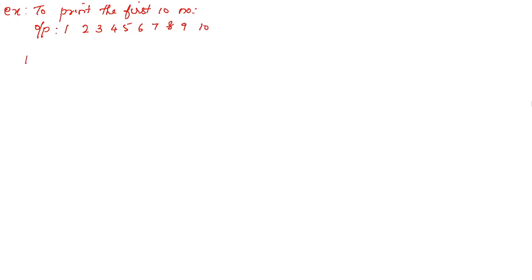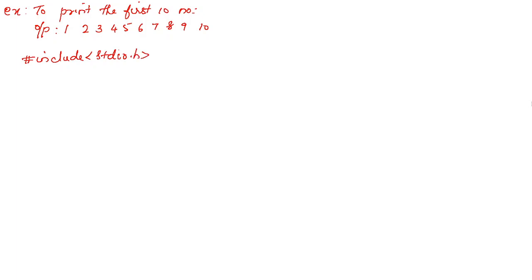Now let's see the while loop with a small example. The example is to print the first 10 numbers. What should be your output? I should get the output as 1, 2, 3, 4, 5, 6, 7, 8, 9, 10. For this I am going to write the program. How will you write the program? Include stdio.h, right?